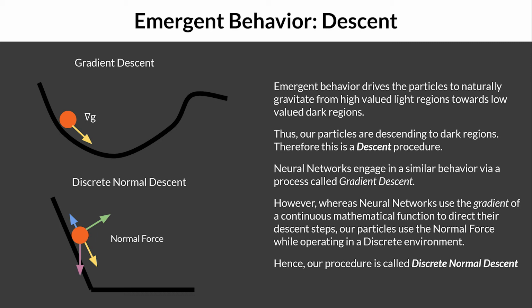And you can see on the left some basic diagrams showing on the top how gradient descent works, where you have a smooth, continuous, differentiable function, and we use the gradient, or the derivative of that function, in order to direct the movement direction, which is the yellow vector. Whereas on the bottom, you can see how all of the forces interact to give us our movement direction in discrete normal descent.